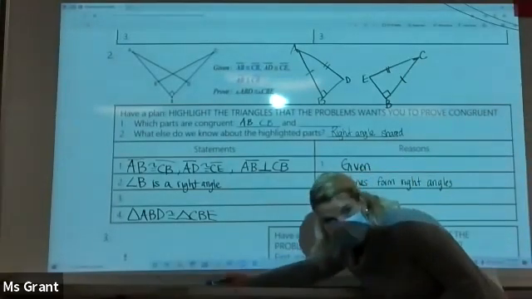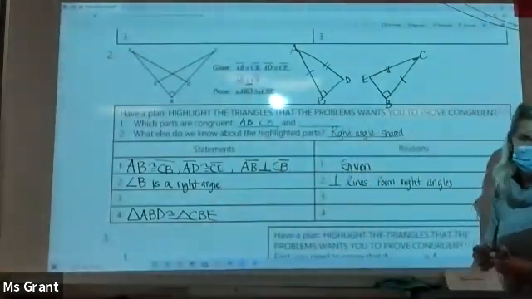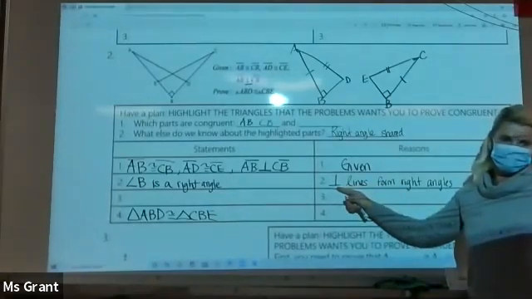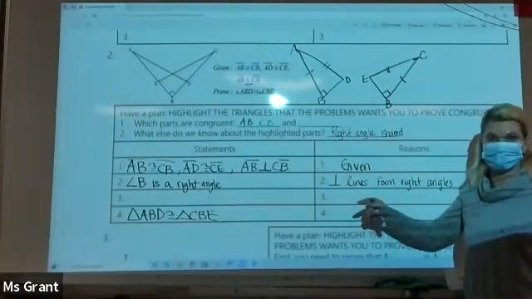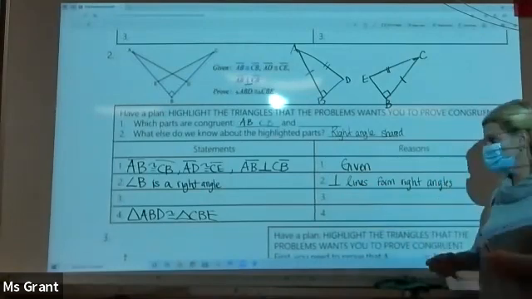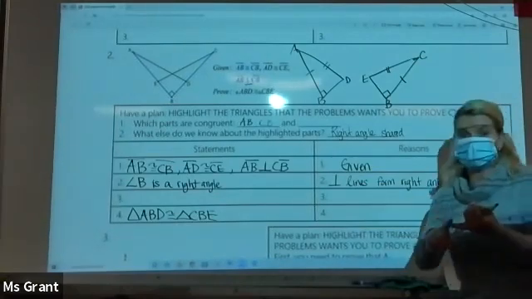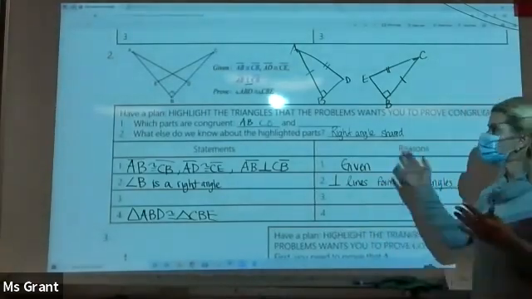So since my given had a perpendicular statement in it, putting the symbol perpendicular as my reason is important because that makes the connection. Perpendicular makes a right angle. So now I know that angle B is a right angle, but am I going to do side, side, side? Am I going to do side angle side? What's the end game here, guys? And that's what you should be thinking of.